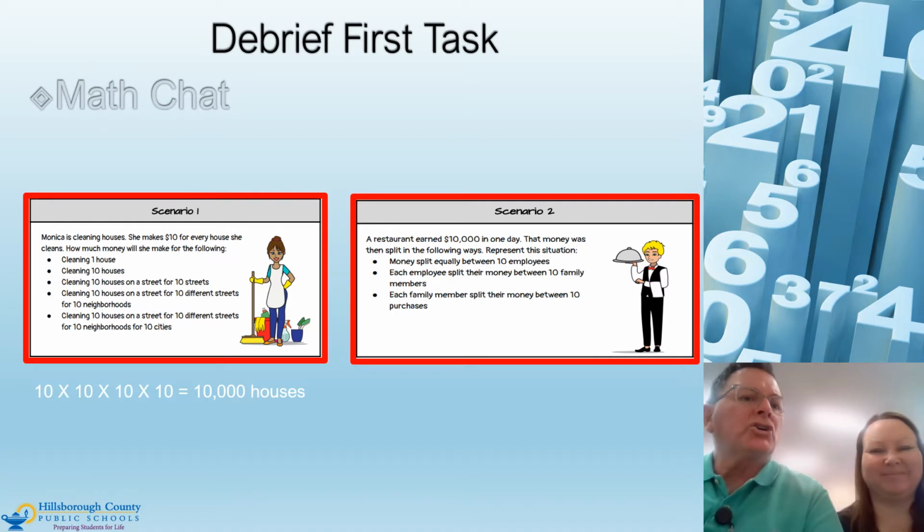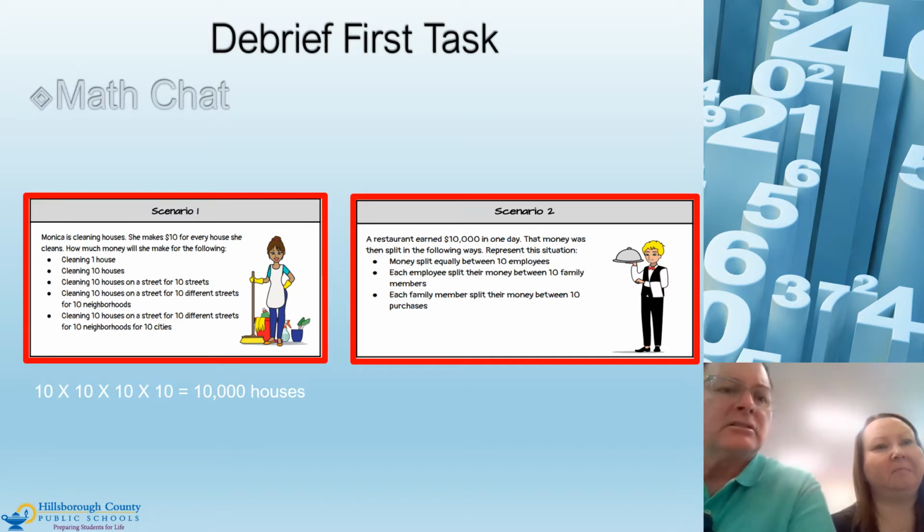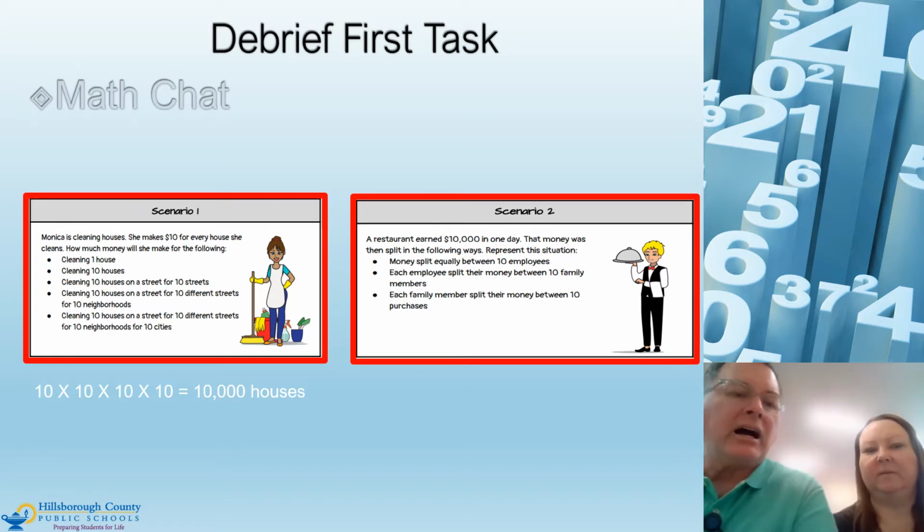Yes. Could there have been any other equations that could have shown that 10,000 houses were claimed? Well, I guess someone could have multiplied 10 times 1,000. Where do you see the 1,000 in that? Does that connect to that equation? 10 times 10 is 100, and 100 times 10 is 1,000. Oh, I see. So you're seeing that 10 times 10 times 10 is 1,000, and then I have to multiply that by 10. Yep. I got you.